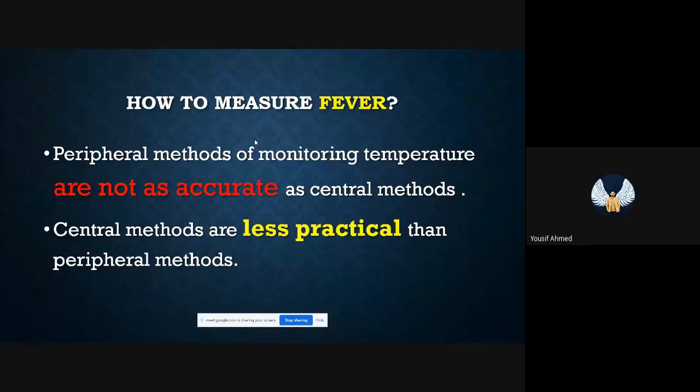The esophageal is also a central type of method. So the esophageal and the rectal are usually 0.5 higher than the oral temperature, while the skin, the axillary type, is 0.5 less than the oral one. So the central methods are usually higher, while the peripheral methods, other than the oral temperature, for example the skin axillary type, are usually 0.5 less.